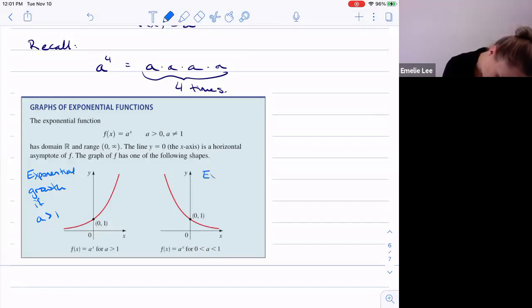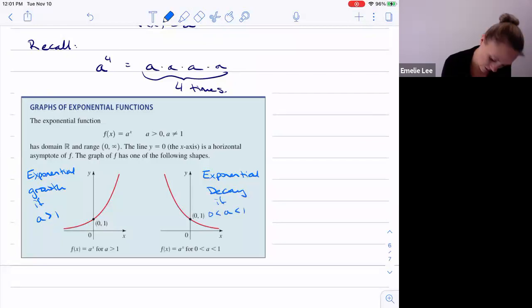So here we have exponential decay if a is between 0 and 1. Okay.